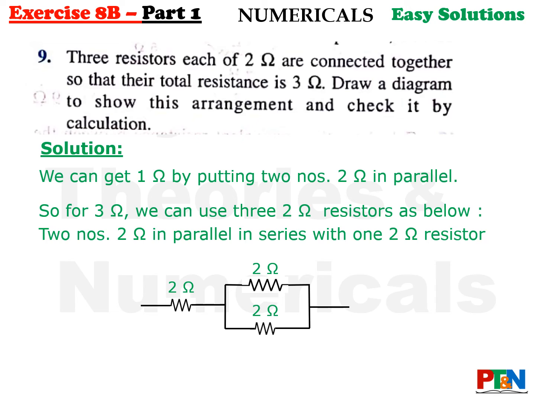So for 3 ohm, if you put 2 resistors of 2 ohm in parallel, you get 1 ohm. And if you connect the balance 2 ohm in series, then totally you will get 3 ohm. That means what you need to connect is 2 resistors of 2 ohm in parallel and with that 1 resistor of 2 ohm in series. So now draw the diagram as shown. Easy.